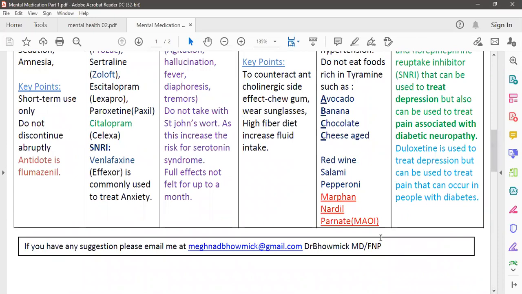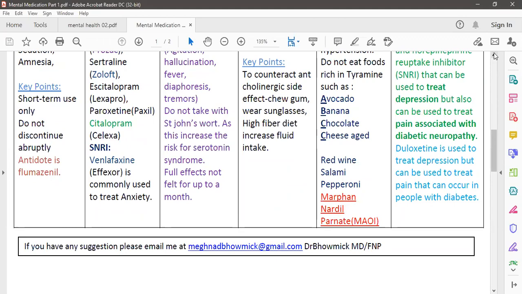So it is called Marplan, Nardil, and Parnate. Easy to remember: Mar, Nar, Par. Marplan, Nardil, and Parnate. Keep in mind, they are not used as often. We usually do not use that type of medication because these drugs can interact with other drugs and also interact with some food, right?